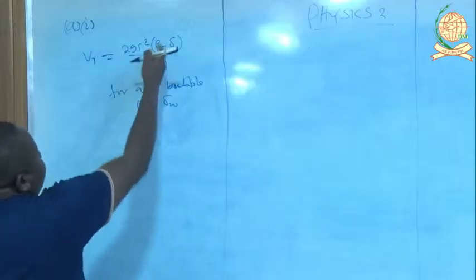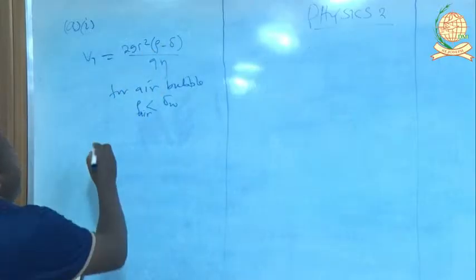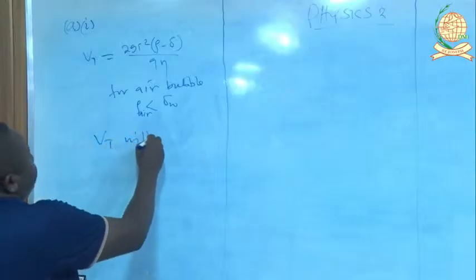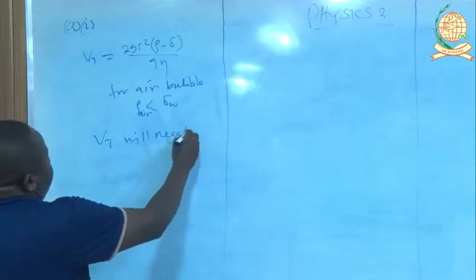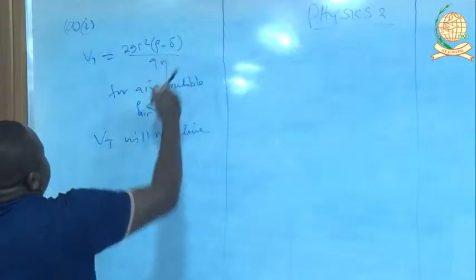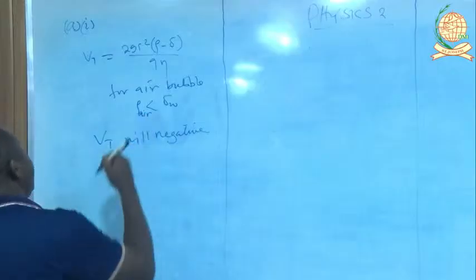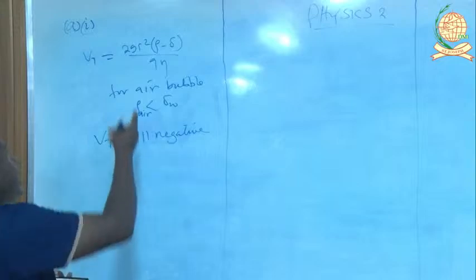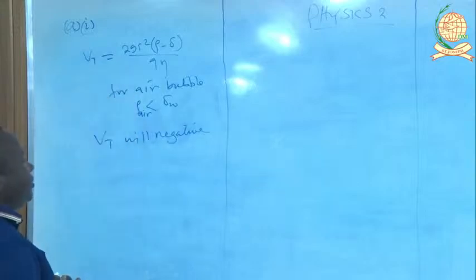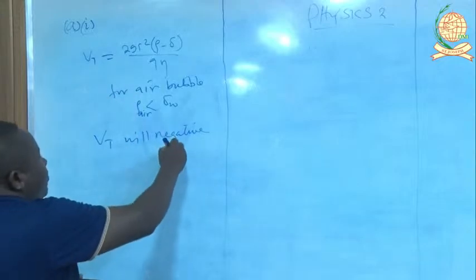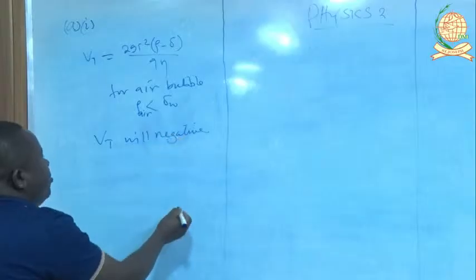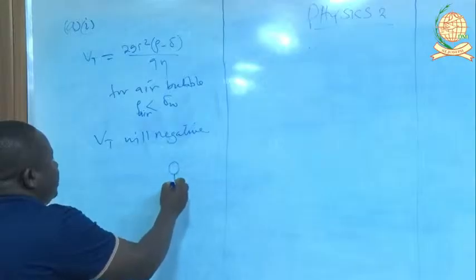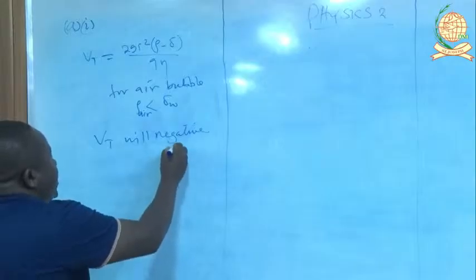So what will happen if we substitute in the formula? Vt will be negative, because density of air bubble minus density of water is negative. Then the velocity will be negative. Instead of going down the fluid, it will be going up. It means it is in the opposite direction. Instead of sinking, it will be rising.